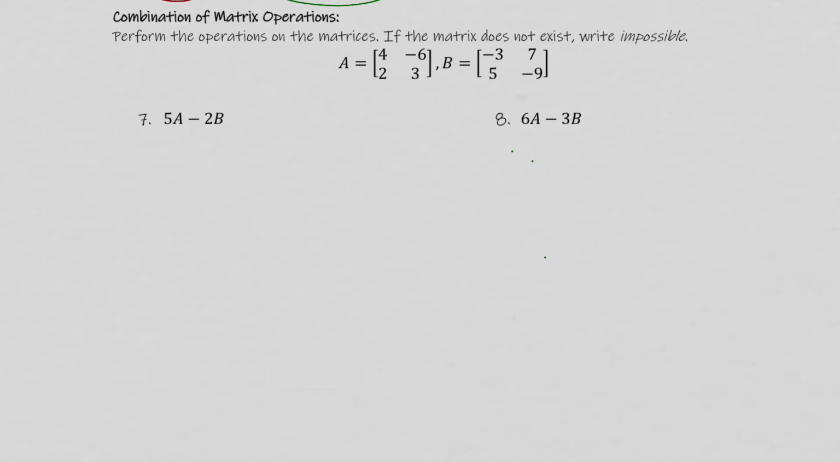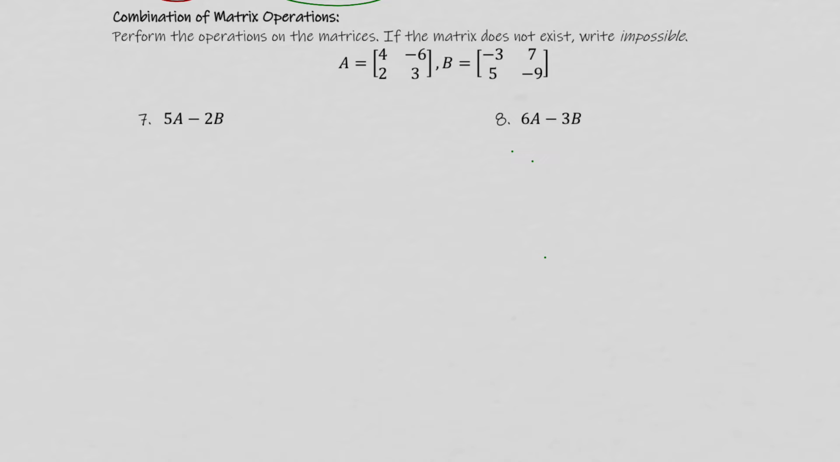So on 7 and 8 here, it's taking scalar multiplication and using addition or subtraction. In this case, we're using subtraction on both of these. But I'm going to show you 2 different ways to do the subtraction. And you can pick which way is better. That's why I did 2 of those. Because addition, just add those corresponding parts, elements.